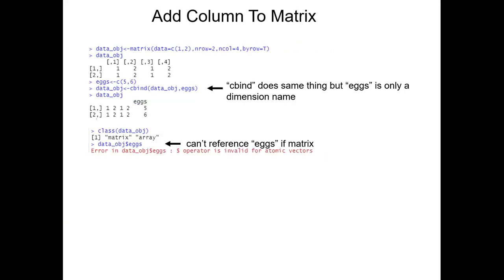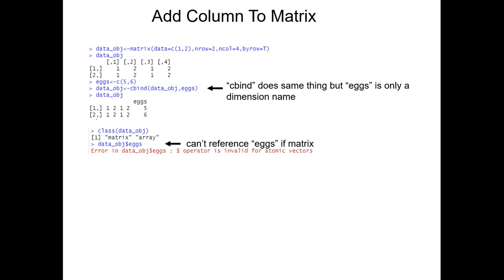And this is for adding a column to a matrix. Kind of doing the same thing. So in this case, I only have 2 rows, so I'm just going to add values 5 and 6 in the example. And when you do the cbind, you look below, and you get this eggs name above that column you just added. Previously there were no names that you could specify. So this is only a dimension name.